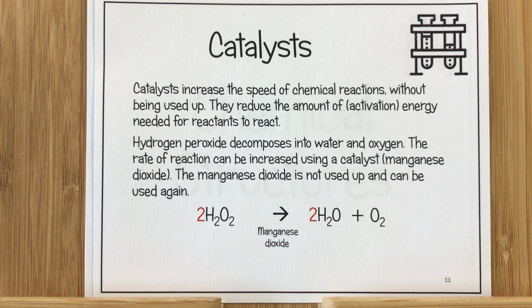So catalysts speed up chemical reactions without being used up. They reduce the amount of activation energy needed for reactants to react. That means that some of those particles that used to bounce off each other and not react because they didn't have enough energy now have enough energy that they can react. Okay, and the example was hydrogen peroxide decomposing into water and oxygen. Put that catalyst in there, the manganese dioxide, and that reaction will speed up very much so.